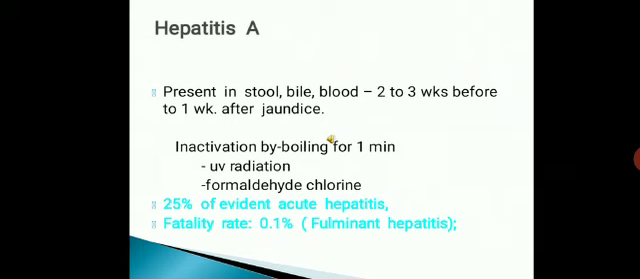It is a very labile virus and it is easily inactivated by boiling for 1 minute, or by ultraviolet radiation, or by formaldehyde or chlorine. In 25% of the cases, it converts to acute hepatitis. Its fatality rate is low, only 0.1% get converted to fulminant hepatitis.